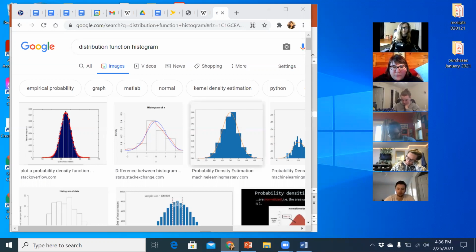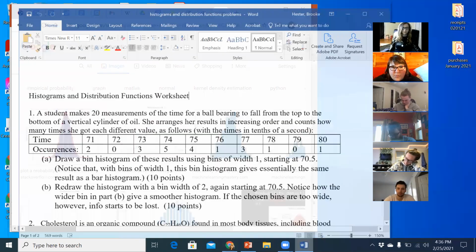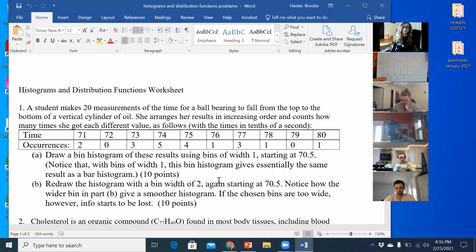For part B, we are supposed to redraw with a bin width of 2 instead of 1, but still starting at 70.5. So now we have bins from 70.5 to 72.5 and 72.5 to 74.5 and so forth. And now the histogram is more smooth, you could say, which means there are just fewer ups and downs. This one has a lot more ups and downs. This seems to follow a kind of trend of one up and down here.